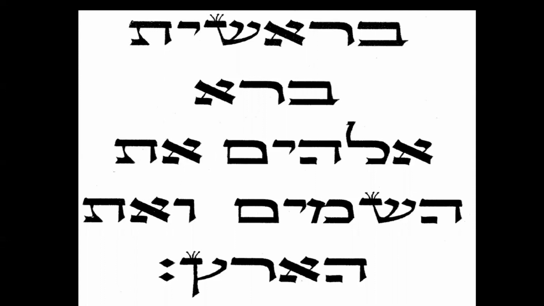Obviously, a multiple of the number 7. He says if it works for the nouns, let's look at the verb. There's only one verb in this sentence, bara. Beis is 2, Resh is 200, Aleph is 1, 203, which is 29 times the number 7. He looked at the first and the last letter of the first and the last word.